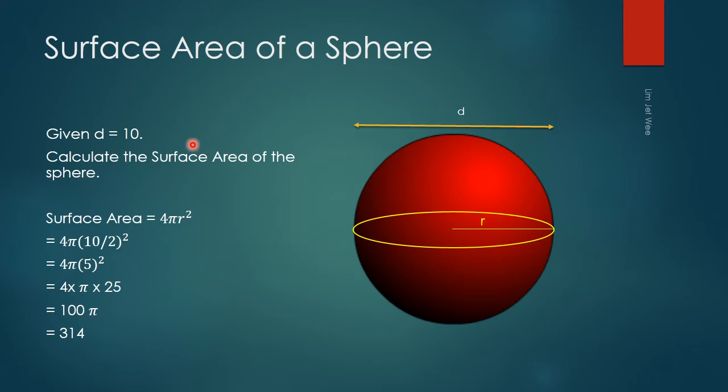Now here's a classical example where you are given a diameter of 10, or it could be anything, let's say 10 cm, and you're supposed to calculate the surface area of the sphere. So a very typical question, diameter is given but not the radius. So we do know that the surface area is 4 pi r squared.